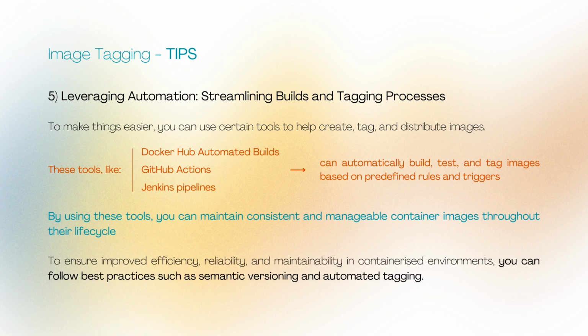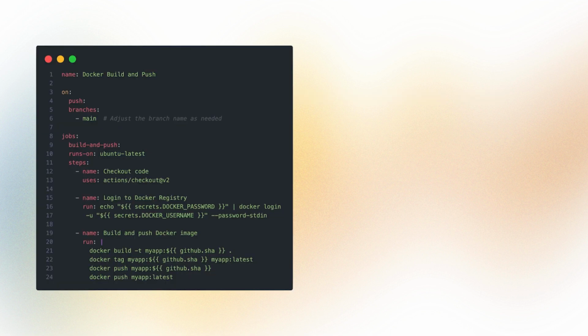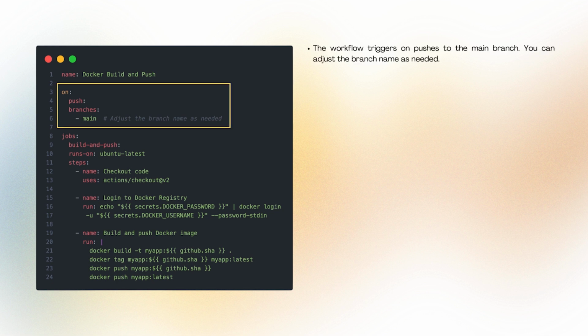To ensure improved efficiency, reliability, and maintainability in containerized environments, you can follow best practices such as semantic versioning and automated tagging. Here's an example of how to use GitHub Actions to automate image builds and tagging based on commits. So in the following example, we'll see a GitHub workflow for our GitHub Actions that we'll use to basically build a Docker image and push it to Docker Hub. In this GitHub Actions workflow, we've seen that the workflow triggers on pushes to the main branch.